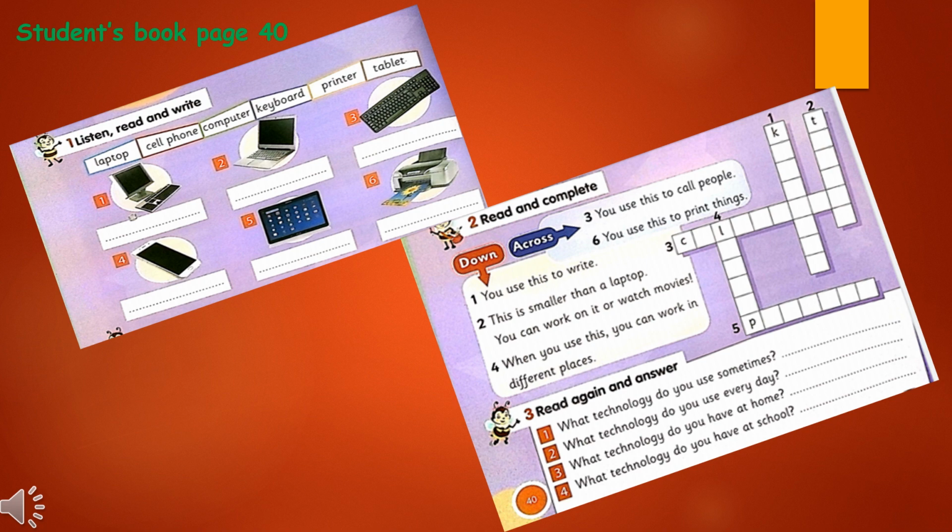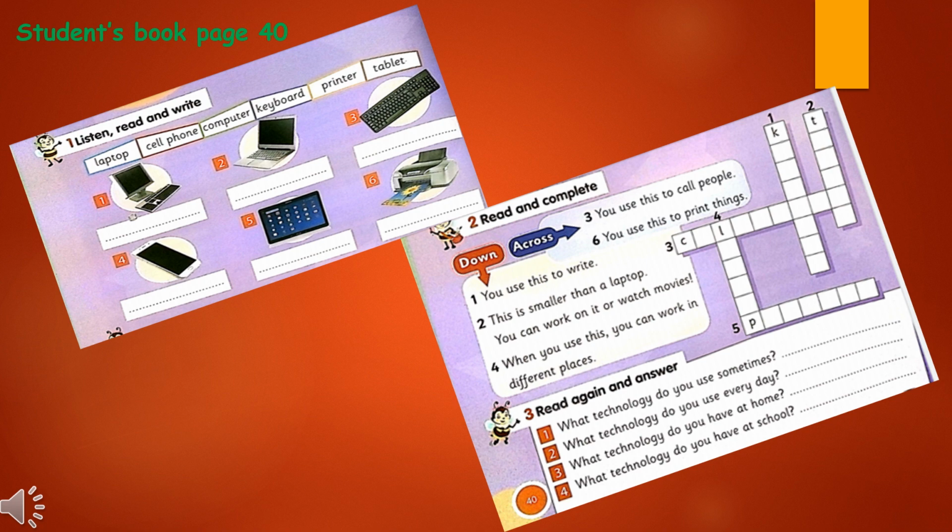Then number 4, all of them are down. Number 4, when you use this, you can work in different places. You can take it in many places. Yes, it's a laptop. Number 4, laptop. Let's move to the across section.